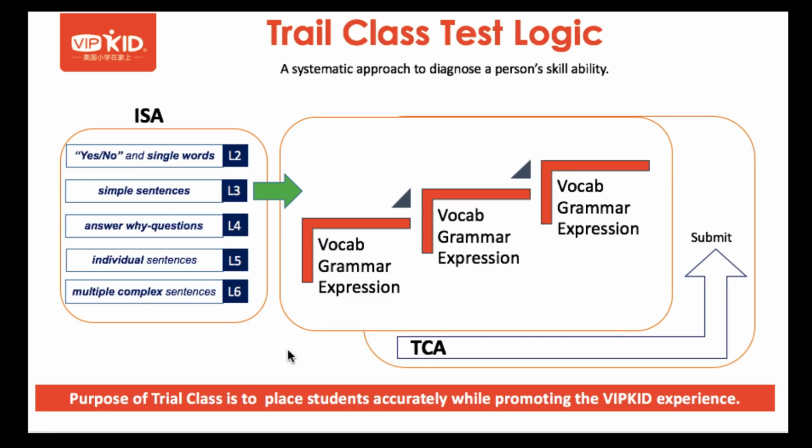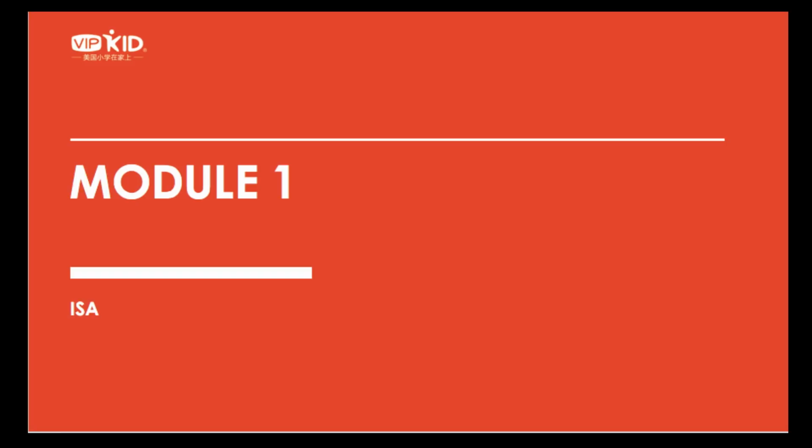And when you're doing the TCA, it is all broken down into basically 3 things you're constantly looking for: the vocab, the grammar, and the expression. In each next group of slides, again, we'll give an example of that a little bit later on. The underlying purpose of the trial class is to place students accurately while promoting the VIP Kid experience. Right? We want them to have fun. The trial class is going to start to be pushed out mostly to new students, so it's a chance to introduce them not only to VIP Kid, but to you, potentially even for becoming an ongoing or regular student. So let's jump into this and talk about the ISA.